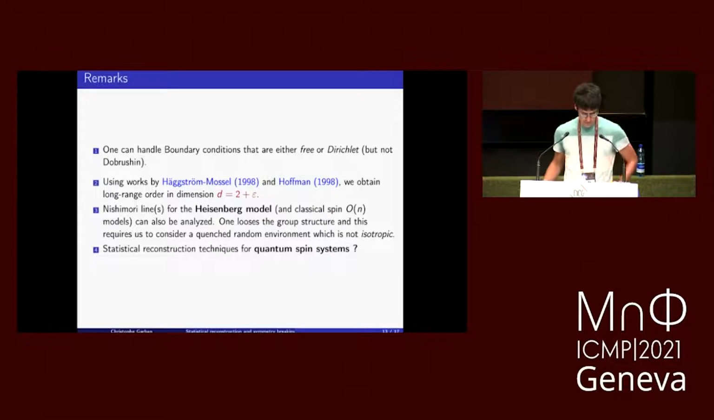Another comment is that I gave you a result for Lie group valued models. One can also build a Nishimori line in the case of the classical Heisenberg model, but there are some further difficulties due to the fact that we don't quite have the nice group structure that we have with those Lie groups. And the last question that I added is because there were many talks that I've heard so far about quantum spin systems in this conference, and there is a natural question to wonder whether there is a Nishimori line and whether maybe one can prove a long-range order for the ferromagnetic quantum Heisenberg model with this setting, and I don't have the answer.